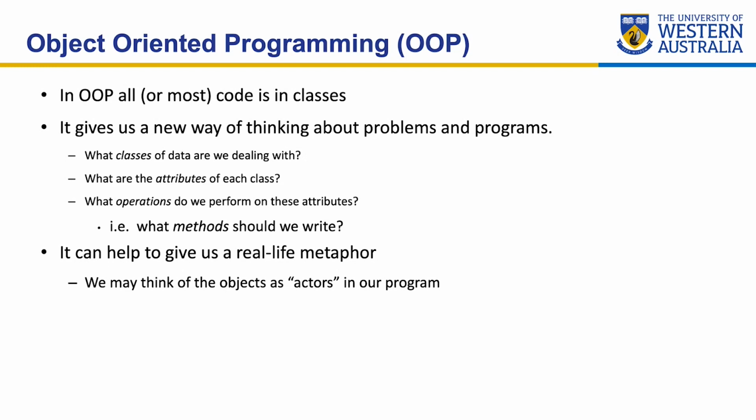So what kind of classes of data are we dealing with? What are the attributes of each class? What operations do we perform on these attributes, and so forth, right? So it can help us use a real-life metaphor. The way we handle problems can be translated into programs more easily by applying OOP concepts. Okay?